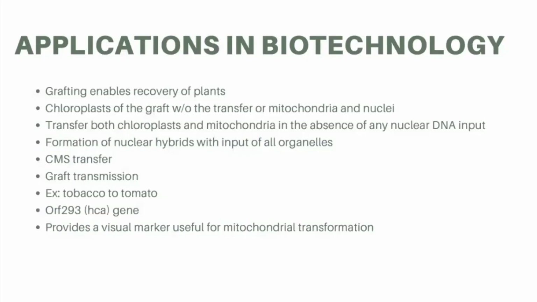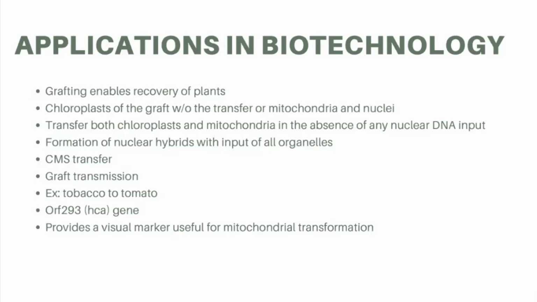On the next slide, we're going to go over applications in biotechnology. Grafting enables recovery of plants, and 3 examples are going to be shown here. One is chloroplasts of the graft without the transfer of mitochondria and nuclei. Second is transfer of both chloroplasts and mitochondria in the absence of any nuclear DNA input. And third, formation of nuclear hybrids with input of all organelles.